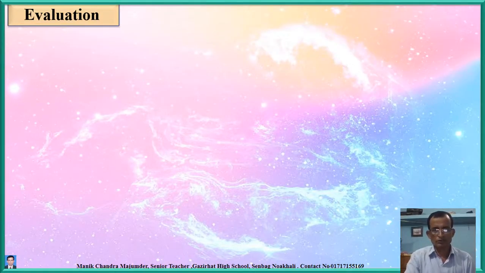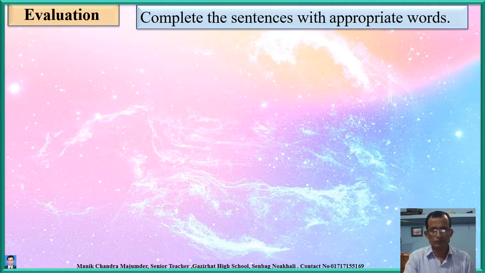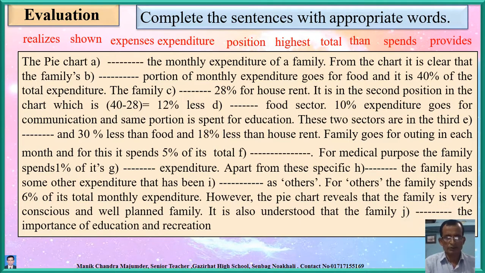Dear students, now there is a short evaluation for you. Complete the sentences with appropriate words. Students, here you can see 10 words in the box, and under the box there is a summary, but there are some missing words in the passage. You have to use a word in each gap to express complete sense. So let's start. The pie chart dash the monthly expenditure of a family.